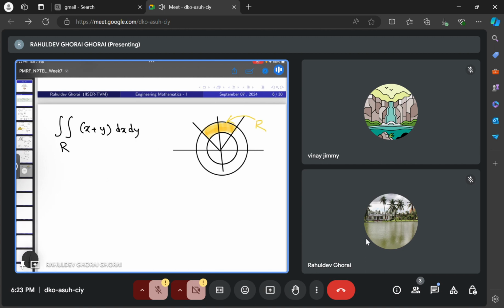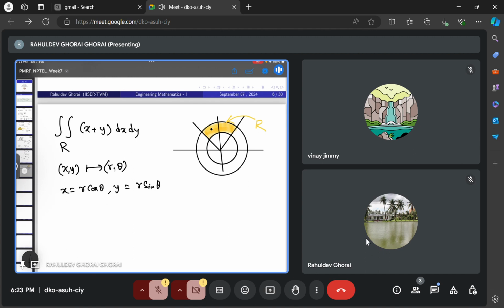Now, how do you evaluate this? Let's say it is kind of complicated, and it's very difficult to write using Cartesian, rectangular coordinates. So we have to go to polar, and it will be very easy. How will it be easy? If you have a point x, y here, you transform it to r, theta. When we do that, x equals r cos theta, and y is r sin theta.